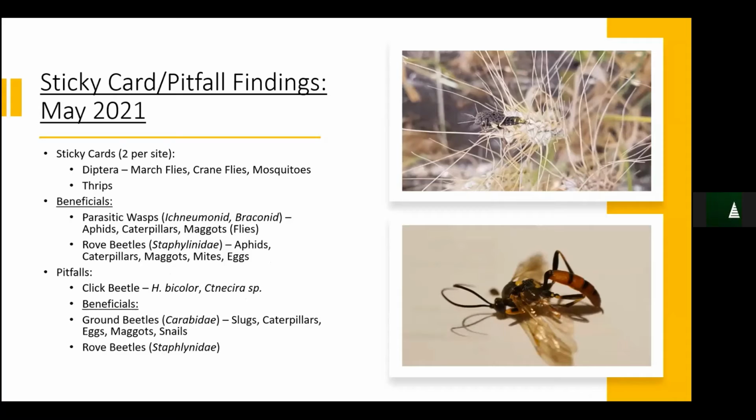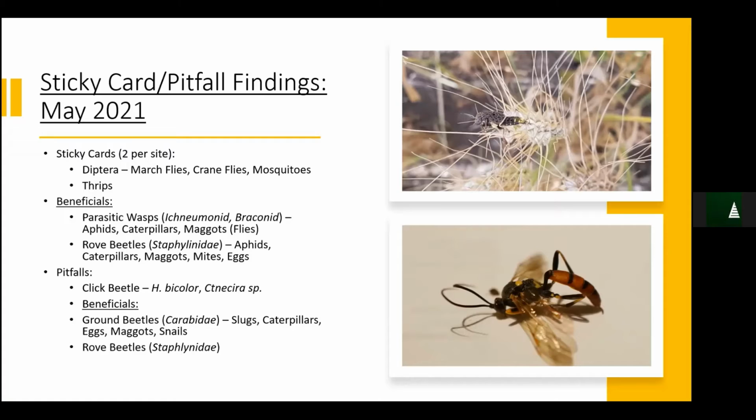There was some thrips, but we did find some nice rove beetles, which are great predators of aphids and caterpillars, maggots and mites and insect eggs. And then I also found some parasitic wasps, which were cool.